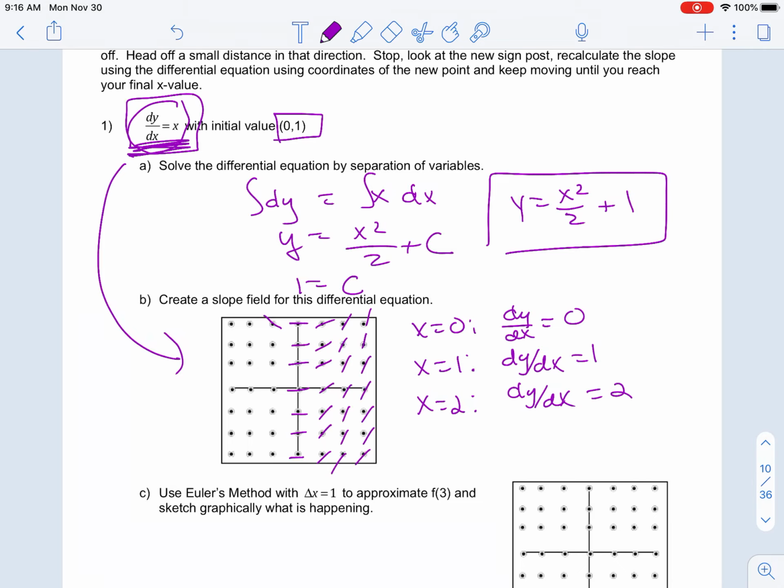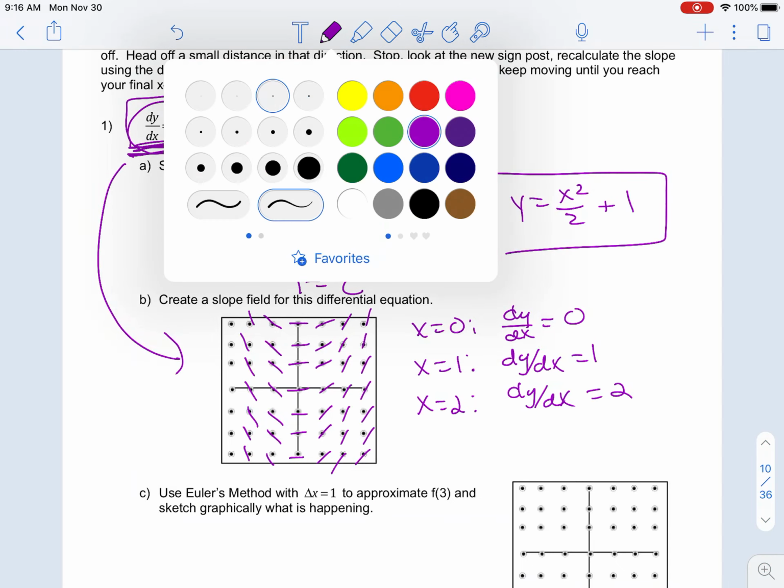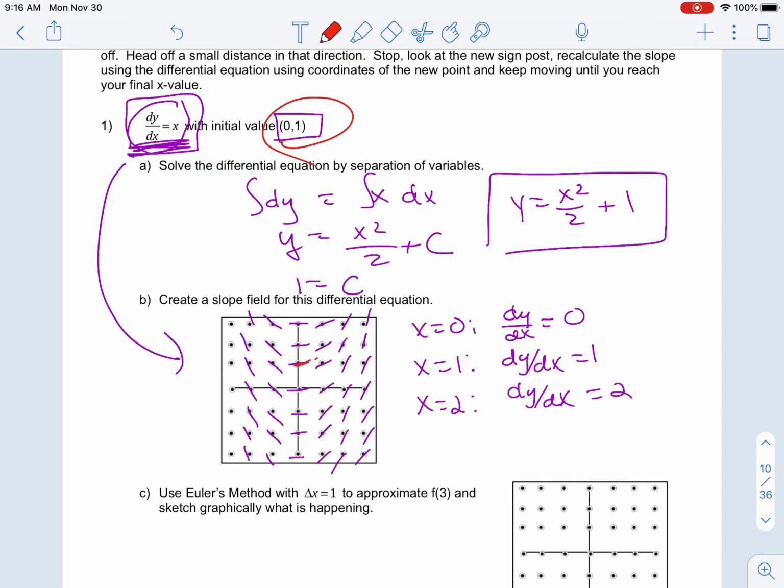And I could go ahead and do it for -1 and then do the same thing for -2. And you can see as I draw these slope fields, you can see the parabolas being formed. And the one at (0, 1) is this one right here. This would be that particular graph. Okay, so your slope field is a graphical representation of the differential equation.